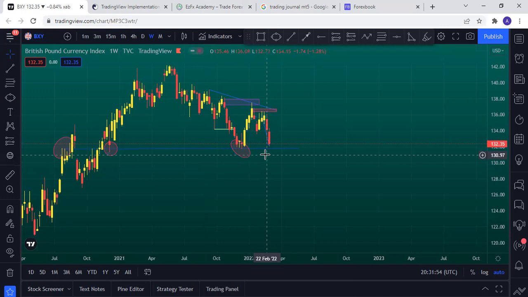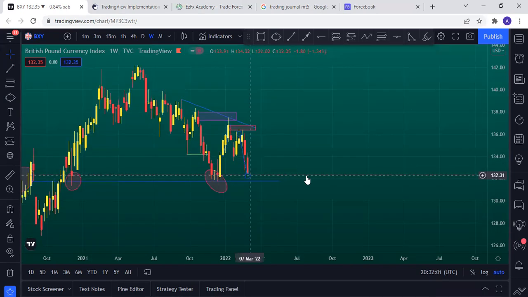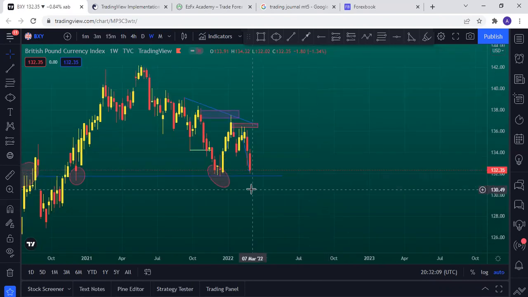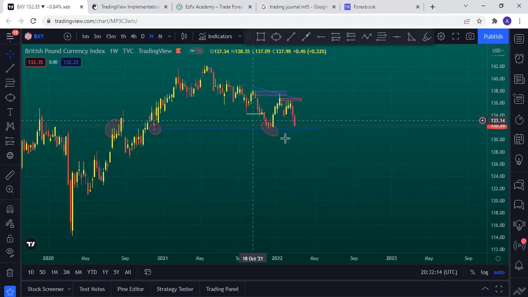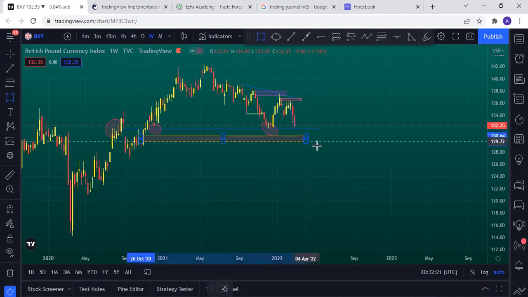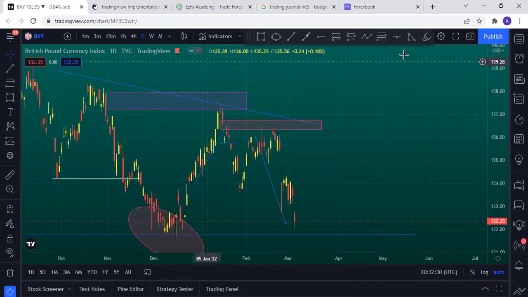So the next thing we want to check on the GBP index, the DXY, which is the pound index, is an evaluation of what is going to happen at this point right now. Is price going to continue going down, or is it going to bounce back up? We've seen the accumulation, and we can quickly spot our zones. I think this is an important zone, so we can refine that a little bit lower. Let's go to the daily time frame.